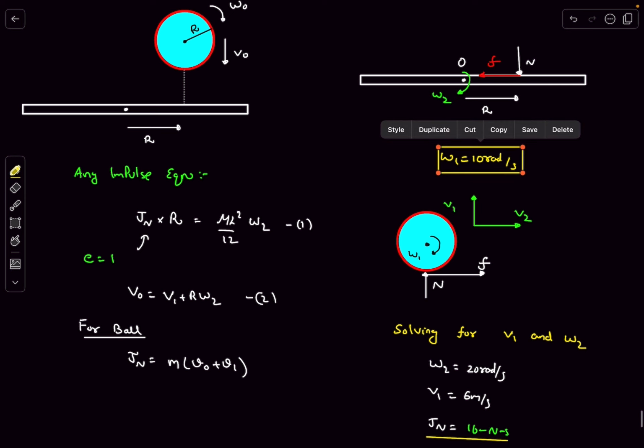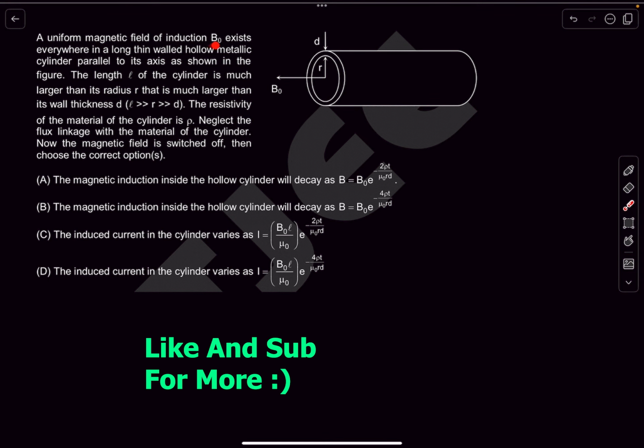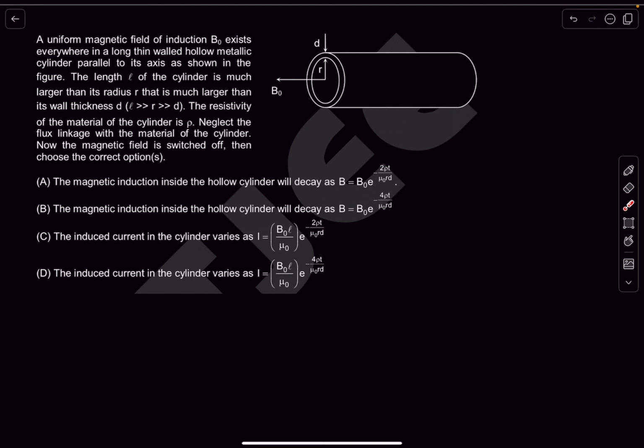Now let's move to the next question. Okay guys, so in this question, we have a uniform magnetic field whose magnitude is B naught, and it exists everywhere in a long, thin-walled, hollow, metallic cylinder parallel to its axis as shown in the figure. The length L of the cylinder is much larger than its radius, so it's a long cylinder basically, and the radius is much larger than d, which is basically the thickness of the cylinder. The resistivity of the material is given to be rho, and we have to neglect the flux linkage with the material of the cylinder.